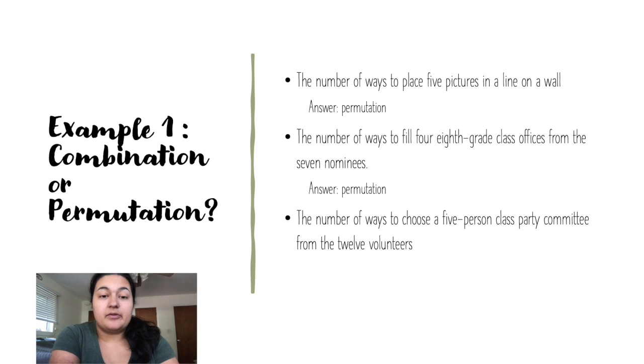The number of ways to choose a 5-person class party committee from the 12 volunteers. So 12 volunteers, and it could be anybody? Well, if it can be anybody, in that case, order does not matter. So it's a combination.